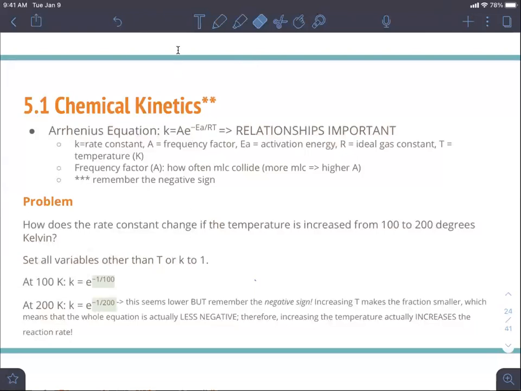Just remember the relationships here, and as a rule of thumb, remember that if temperature increases, the reaction rate also increases.